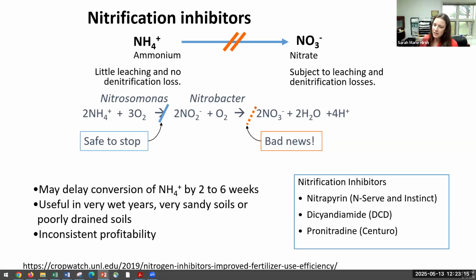However, the studies have shown very inconsistent profitability. Typically, because it's so dependent on the weather and it's really only helpful in very wet years, or dependent on the climate conditions, typically over the long run, it doesn't pay off to use these nitrification inhibitors. That's what the research has shown.